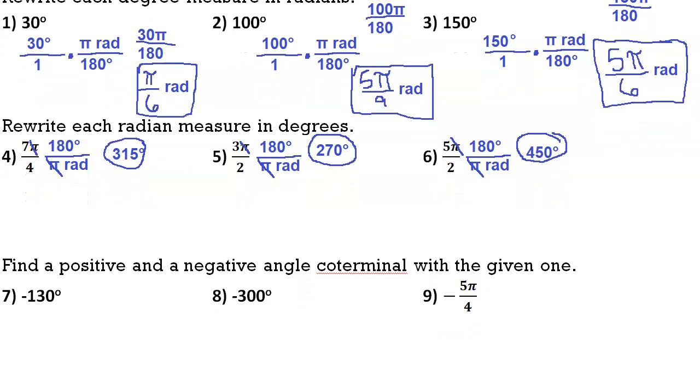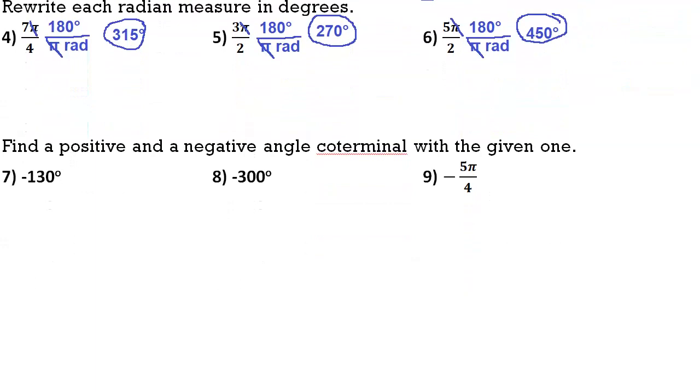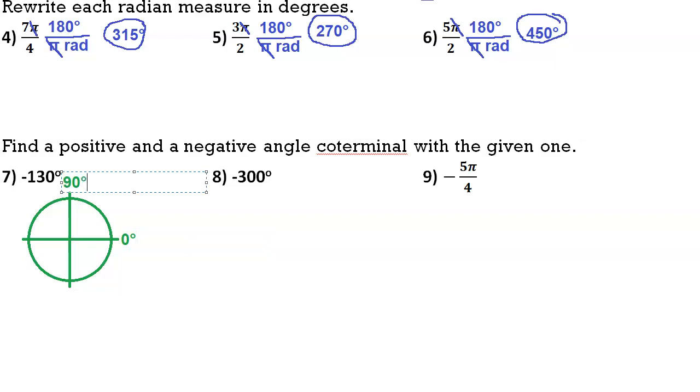All right, last part of the lesson. Find a positive and negative angle coterminal with the given one. So in order to understand this, I think we're going to be better off going back to the visual of a circle. Okay, so we're going to go back to that idea. You know, we talked about how this is 0 degrees, and then if you were to go around, you would get 90, and then 180, 270, and then ultimately 360.